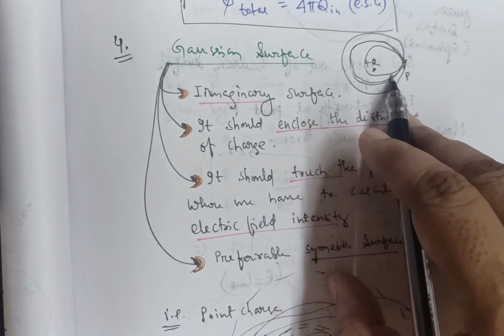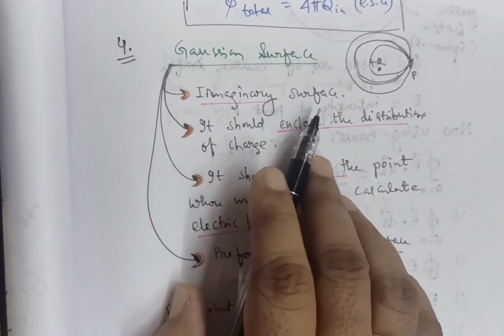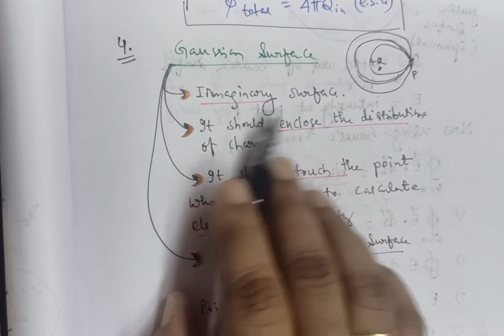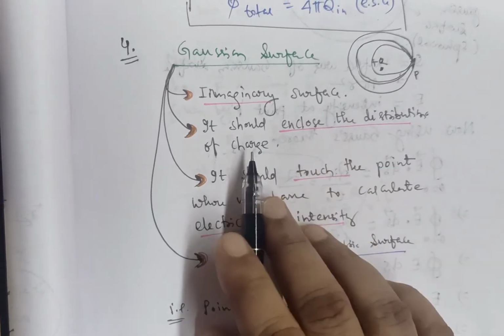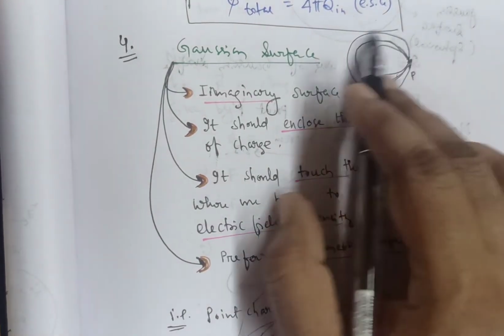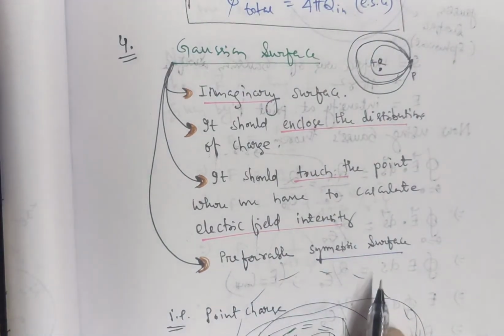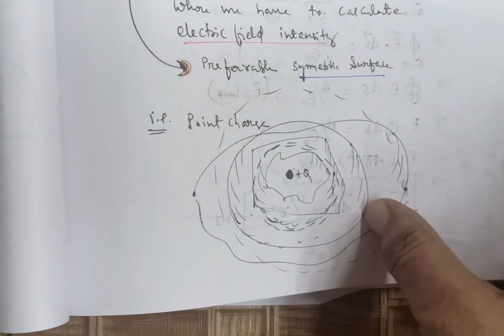There are so many characteristics of the Gaussian surface. First you see, the first one is it is an imaginary surface. This is not a real surface, it is an imaginary surface. Second criterion, it should enclose the distribution of charge. For this question, charge q, these are the Gaussian surfaces. Here also the same diagram, this is the charge q, so many Gaussian surfaces are there.